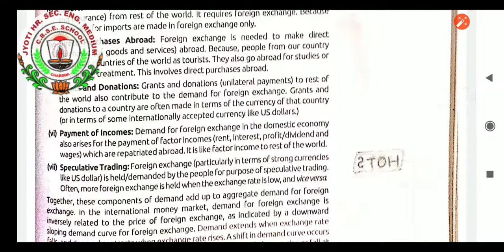Speculative trading. Definitely, students, foreign exchange, particularly in terms of strong currencies like the US dollar, is held and demanded by people for the purpose of speculative trading. Speculative trading is trading which is done with the profit motive. Often more foreign exchange is held when the exchange rate is low, and vice versa.